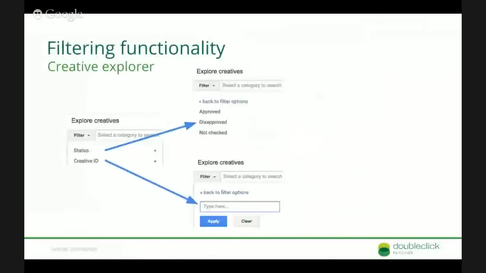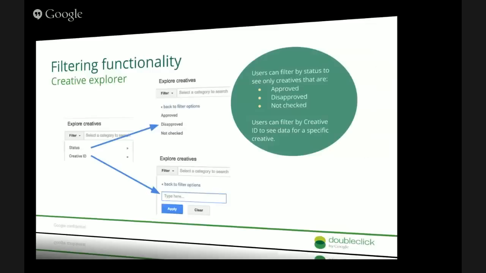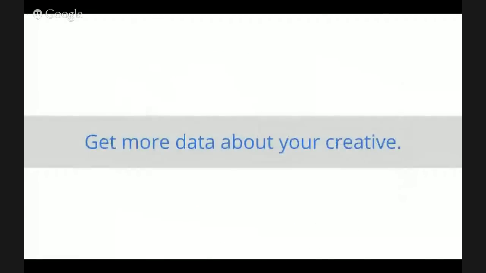So within the tool, you can filter for a couple different things: approval status and creative ID. So if you just want to see all creatives that have been disapproved, you want to debug them and see what was going on, it's easy to just filter for that and see all of those. If you want to filter for a specific creative ID that you're interested in, we also support that. Either of these is valid, and then your output will filter the table.